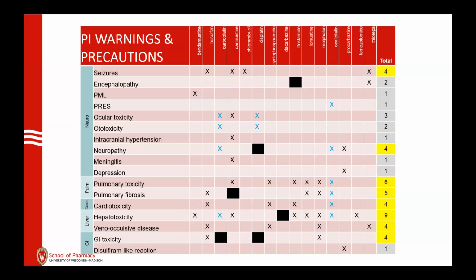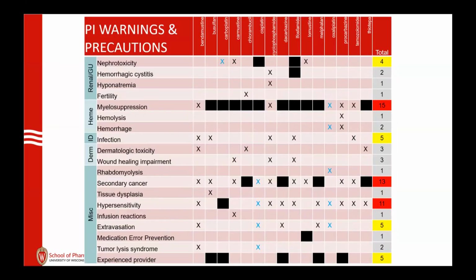Cardiotoxicity, there's a real diversity of cardiotoxicities that we'll talk about a little bit. Hepatotoxicity, one of the more common. And then GI toxicity. So these drugs, many of them have very high emetic potential. Moving on to the bottom half of the systems review. So nephrotoxicity, infection, extravasation, and then need for experienced provider are all within that 4 to 10 range.